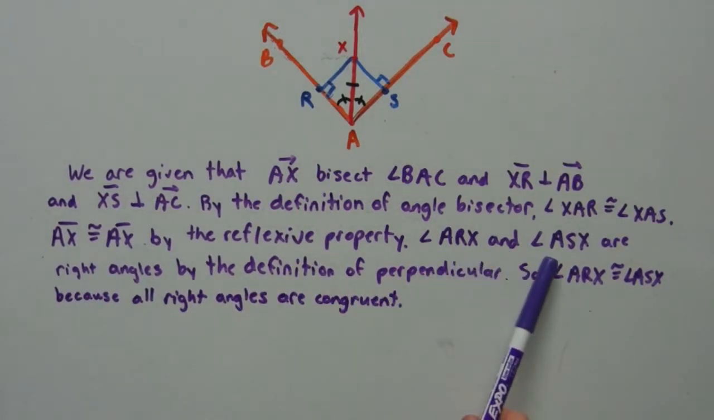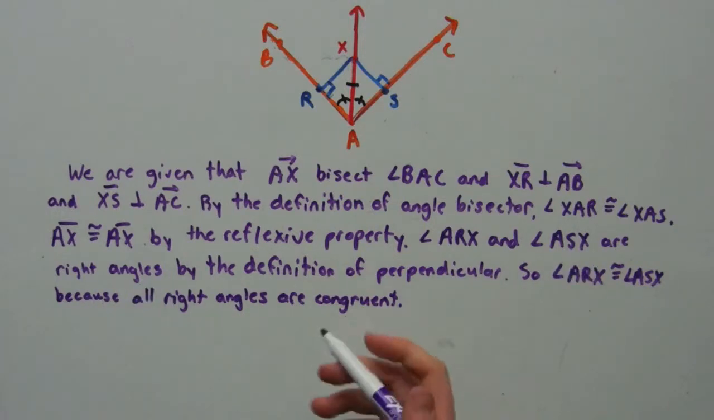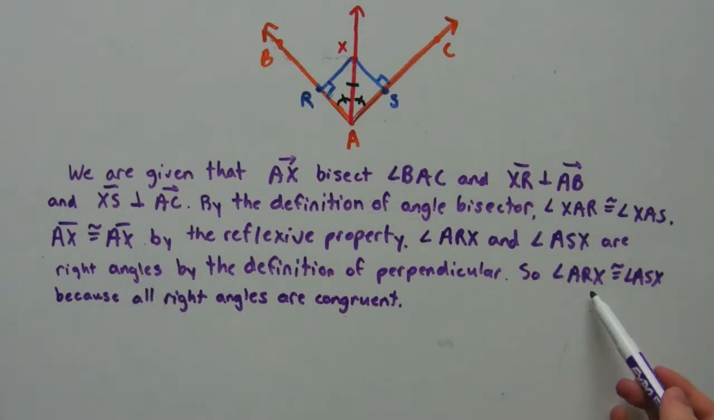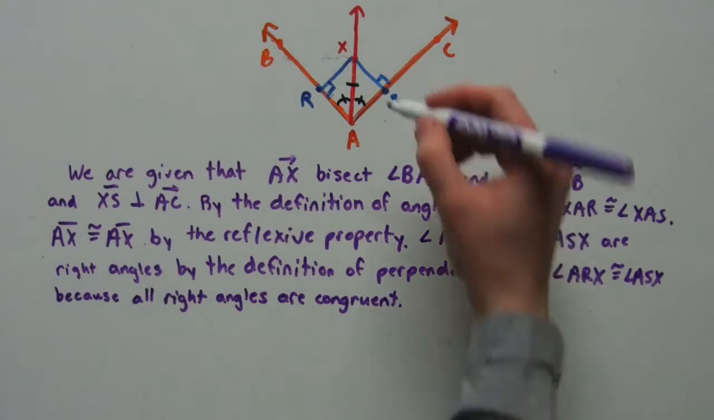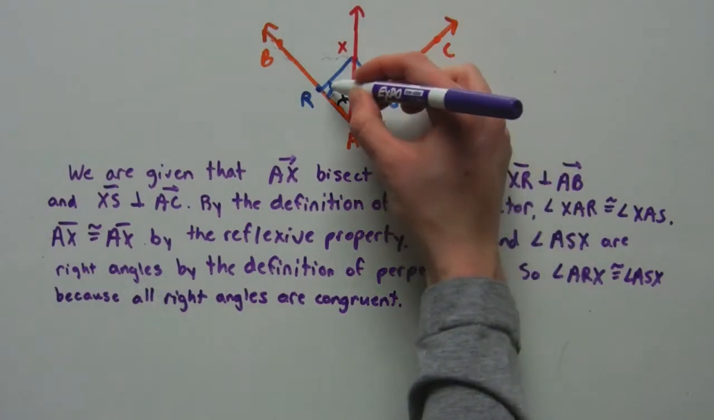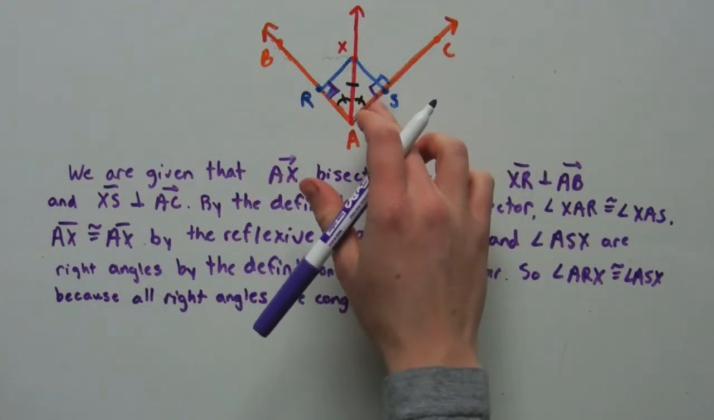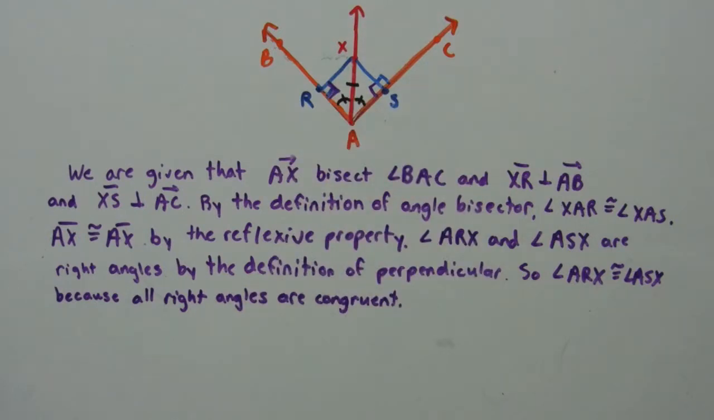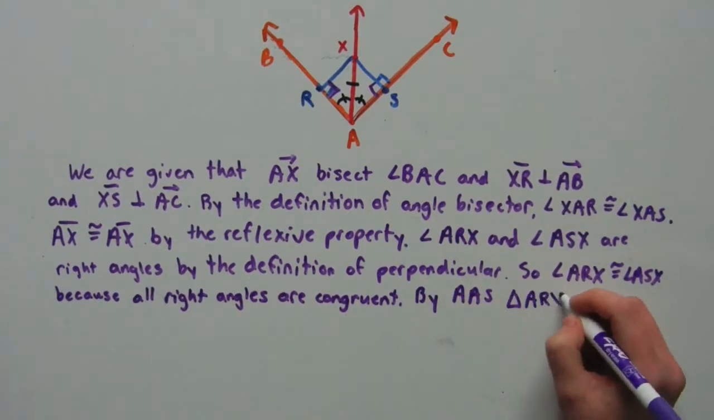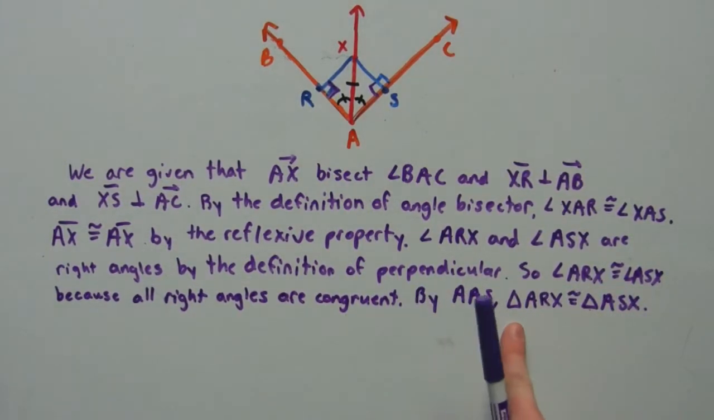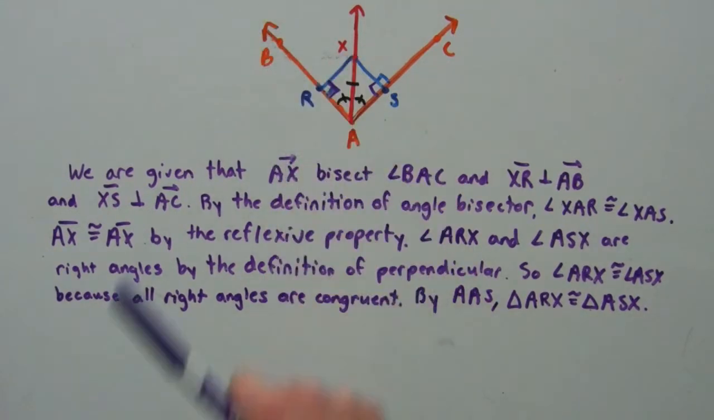Angle ARX and angle ASX are right angles by the definition of perpendicular, so angle ARX is congruent to angle ASX because all right angles are congruent, and we know that to be true. Now you can see we have angle, angle, side, angle, angle, side. And the angles inside are both corresponding. So by AAS, triangle ARX is congruent to triangle ASX.